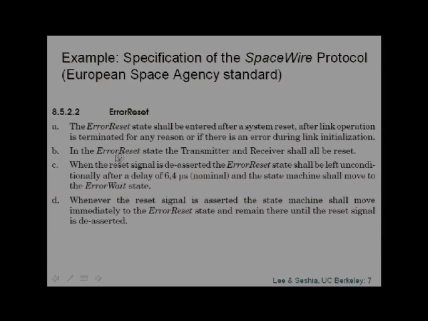Okay, so the state is left after 6.4 microseconds, and then the state machine shall move to the error wait state. Okay, this is pretty good, right? So property 3 is actually telling you that when the reset signal is deasserted, you go from error reset state to error wait state, and you enter error wait state after 6.4 microseconds, right? And there is no additional condition, right? The only condition is the reset signal has to be deasserted. There's nothing else. Okay, so this is actually what you have in this document.